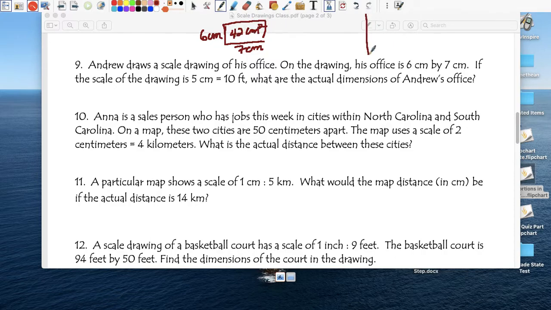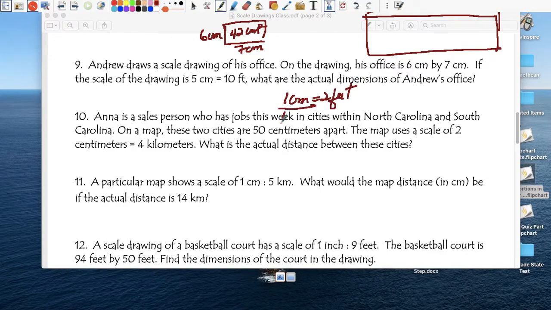Now imagine a real life bedroom, right? So if you want the actual dimensions of the room, the real life room, we're going to use this scale. And we're going to have to find out what 6 centimeters represents in real life and what 7 centimeters represents in real life. So 5 centimeters, 10 feet, or if you want to simplify that, we wrote 1 centimeter equals 2 feet. Totally fine. So we want 6 centimeters equals how many feet? So x equals 12 feet. So in real life, that width here is 12 feet.